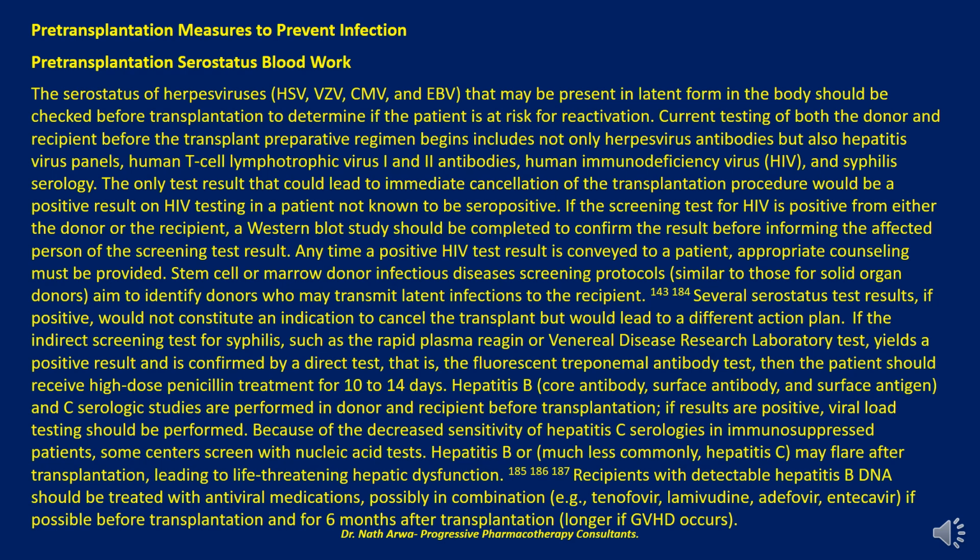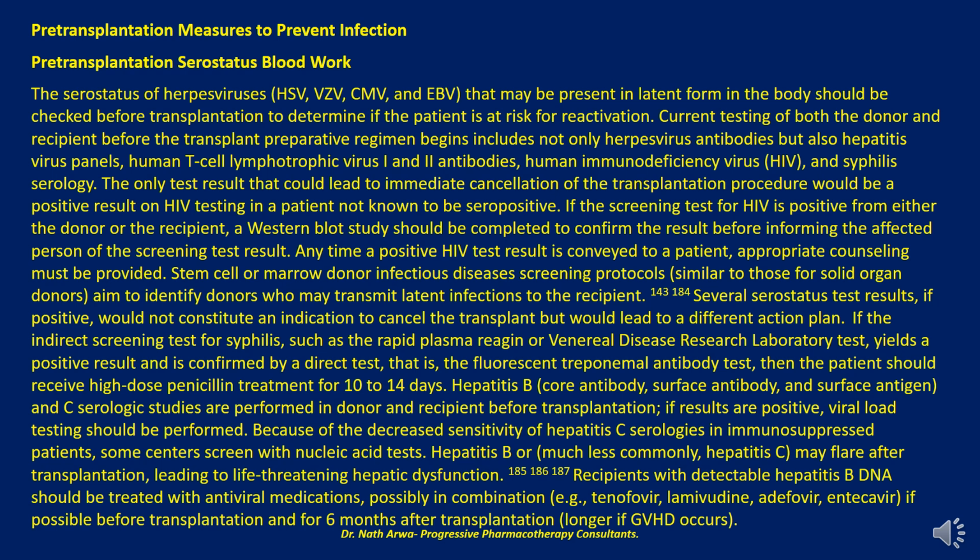The only test result that could lead to immediate cancellation of the transplantation procedure would be a positive result on HIV testing in a patient not known to be seropositive. If the screening test for HIV is positive from either the donor or the recipient, a Western blot study should be completed to confirm the result before informing the affected person of the screening test result. Anytime a positive HIV test result is conveyed to a patient, appropriate counseling must be provided.